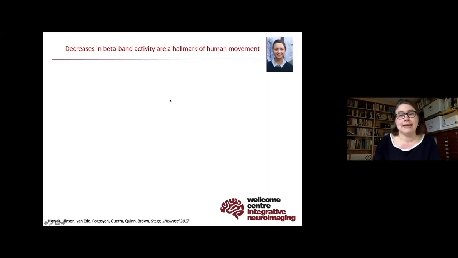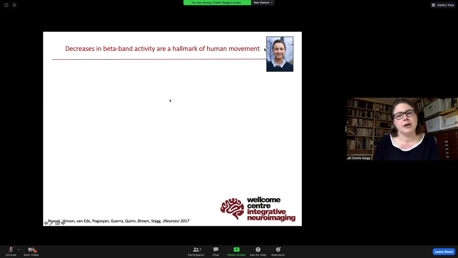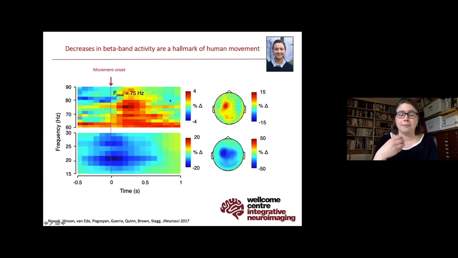So I know many of you may be less familiar with neural dynamics. So when we ask people to move and we record their brain activity using MEG or EEG, we see an absolutely characteristic pattern of activity, and in particular a decrease in activity at 20 Hertz in the beta band as people prepare and execute their movement. That's an absolutely classic finding, and we've known about it for decades. But what we don't really know is what role that has in motor learning, if any.